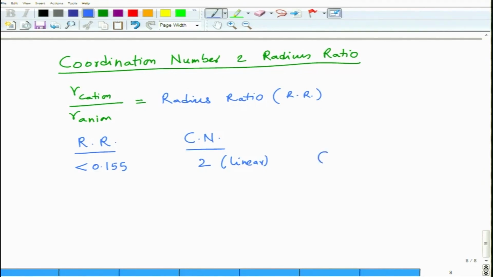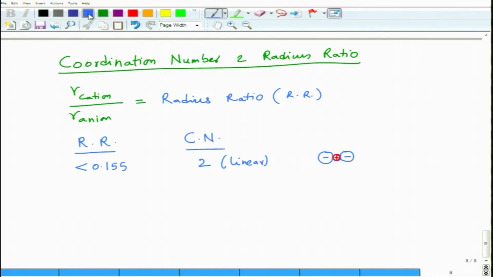And here basically you have an anion, then you have a tiny cation, and then you have an anion. So if I just choose a different color, this would be the cation and these would be anions. So this is called linear coordination.